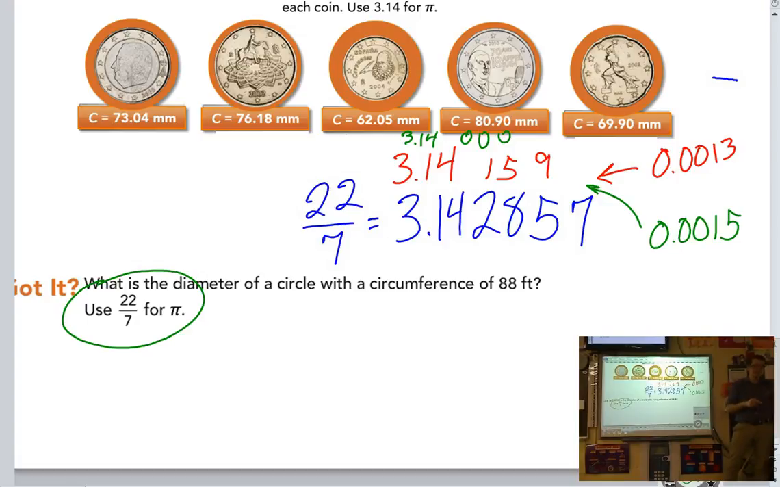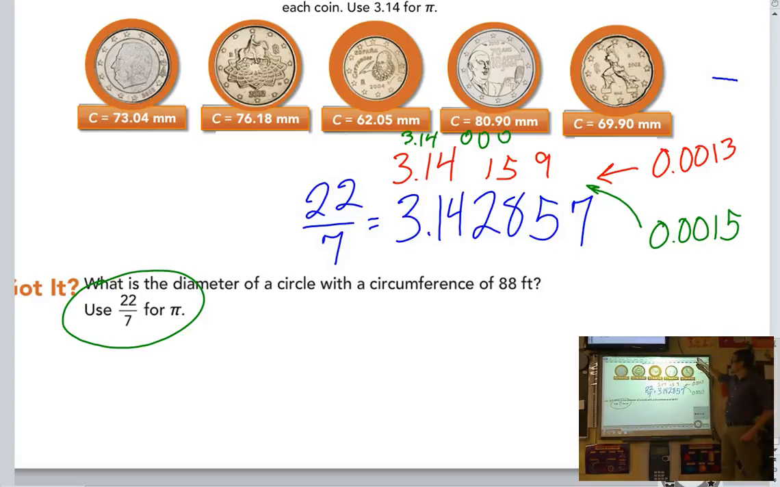Other calculators that don't think as hard, like if I grab this older clunky calculator, and I hit pi and I hit enter, it says 3.141592654. When you use the pi button, it has it out to like 100 decimal places or something. So it's very accurate. Use the fraction, use 3.14, use the pi button. I don't care. On your homework, it will tell you what to use for pi, just so you get used to it. Most of the time we use 3.14.